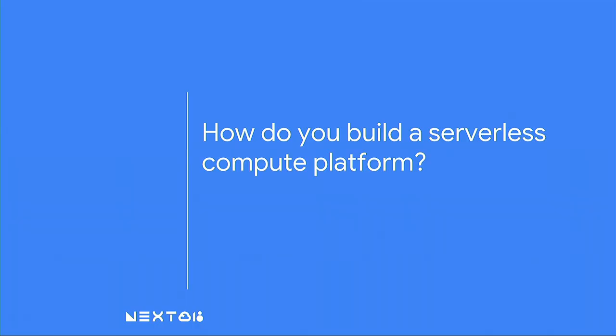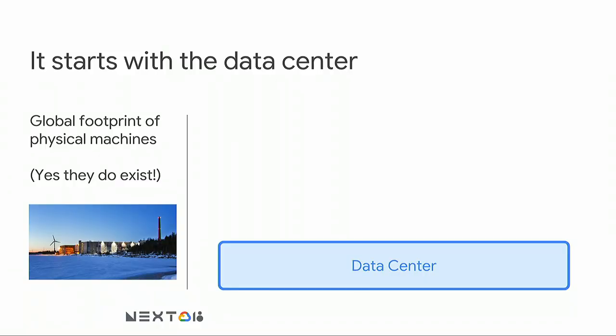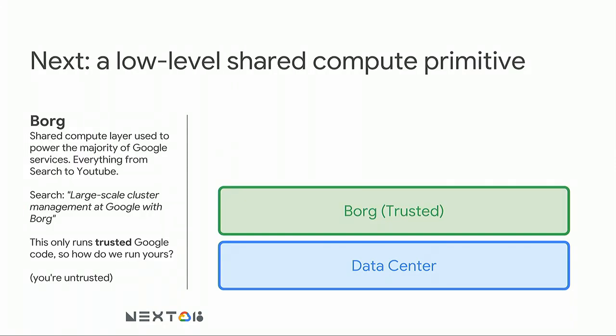Okay, how do we build a serverless compute platform? If you wanted to go and build your own serverless compute platform, I'm going to tell you how to do it now, so take notes. If you want to go out and start building your own, this is how you do it. Step 1, you need a global footprint of data centers. It's pretty simple. There are actually servers underneath serverless. As you would know, Google has a global distribution of machines in data centers, so it all starts there.